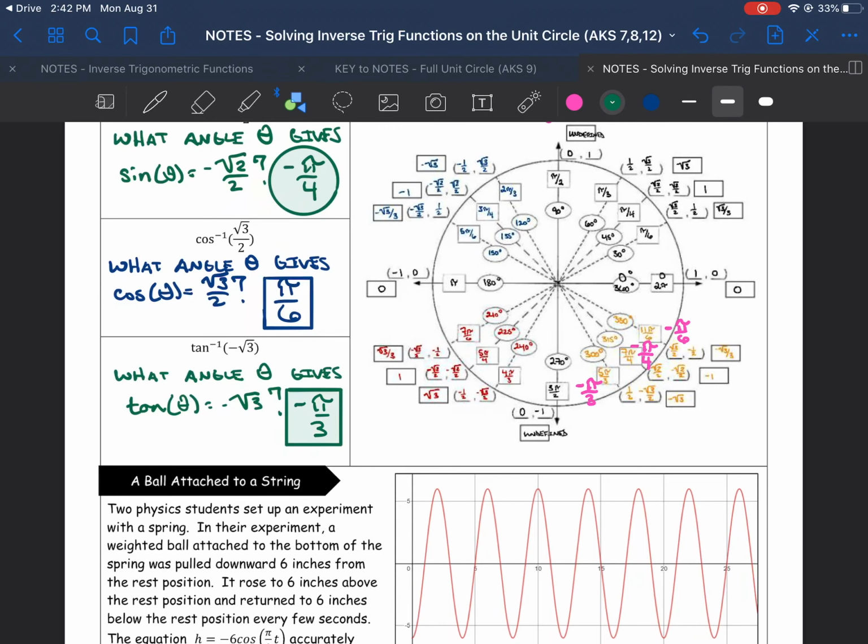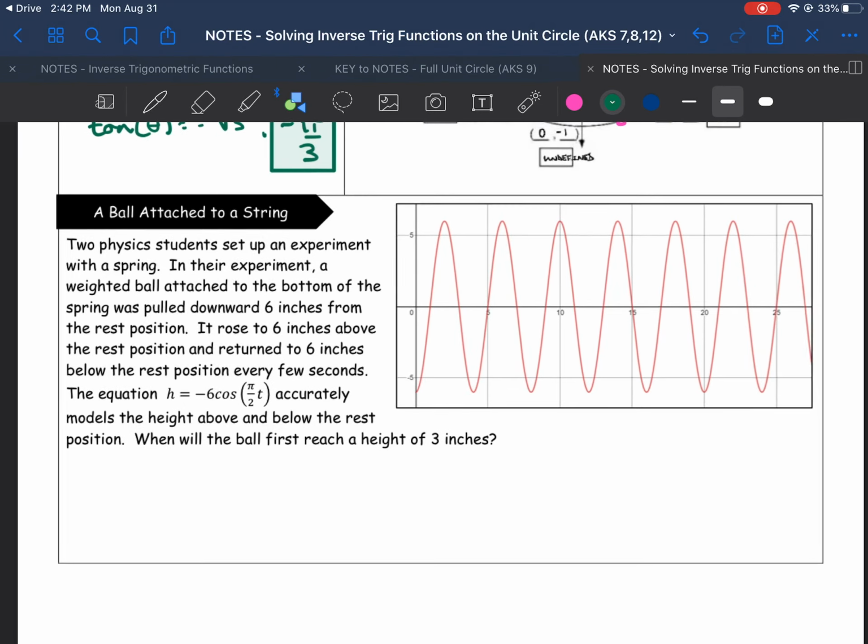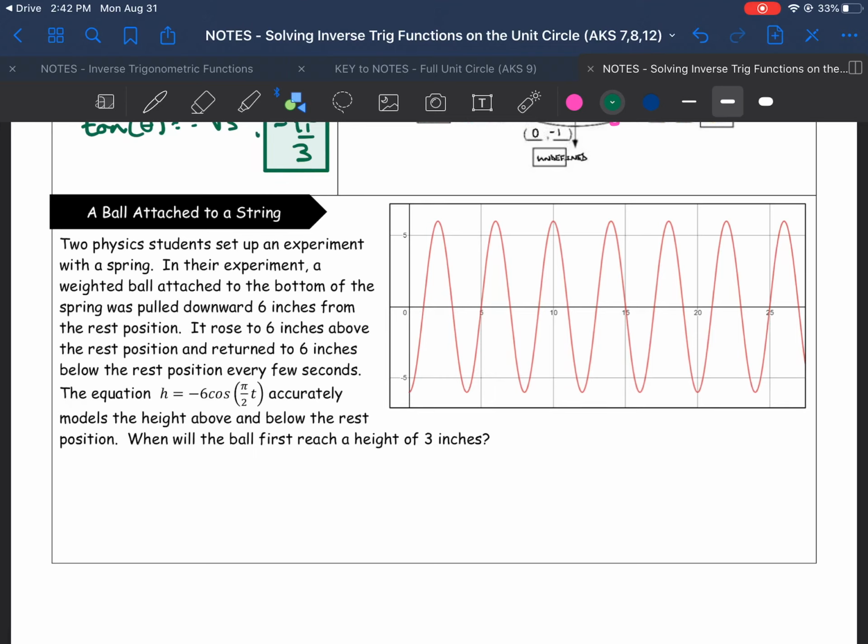All right, for our last example problem, we're going to look at an application of inverse trig functions. You'll see many different examples of things like this in physics. So two physics students set up an experiment with a spring. In their experiment, a weighted ball attached to the bottom of the spring is pulled down 6 inches from the rest position. It rose 6 inches above the rest position and returned to 6 inches below the rest position every few seconds. The equation h equals negative 6 cosine of pi over 2 times t accurately models the height above and below the rest position. When will the ball first reach a height of 3 inches?